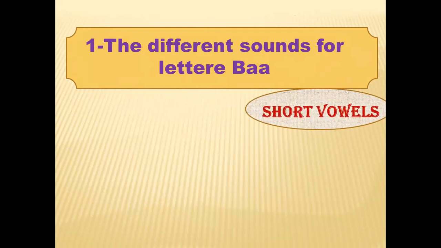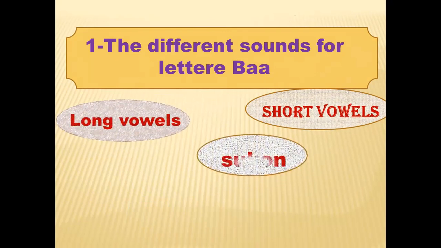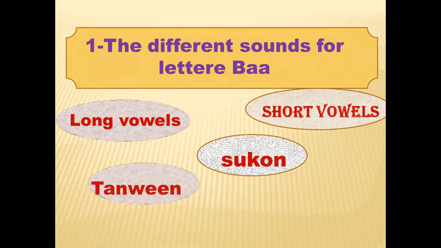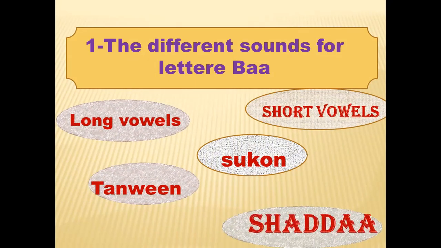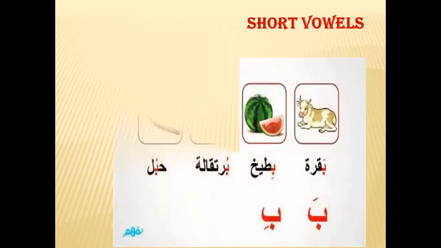Letter B with short vowels, long vowels, سكون, تنوين, and شدة. Let's start with short vowels. Short vowels mean فتحة ضمة كسرة.